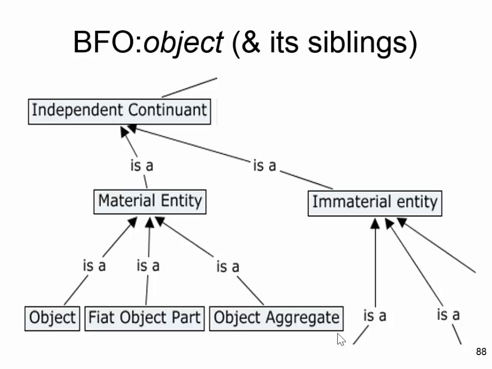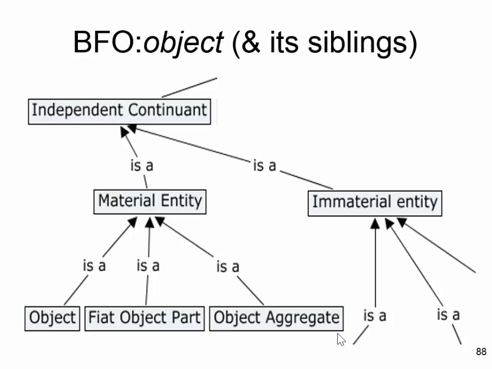Fiat object parts are always connected to other fiat object parts. In fact, this is how we define connectedness. Connectedness is always through a fiat plane for material entities. This table is an object, and it's held together by screws or glue. If we pull it apart, we create two objects: the base, which is metal, and the top, which is probably wood.